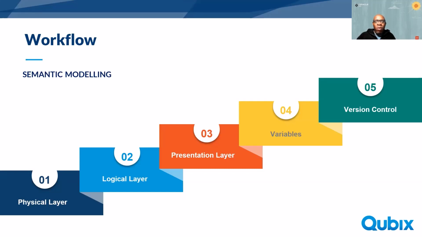Then the next step is to create your presentation layer, which is what your end users see. And just to give your users some flexibility, you can create variables which you can use to hold values which are available to end users at runtime. And I think, as we've touched on, there's also the version control option where you can integrate with Git and save your model into Git. That's optional, but I can't see why you wouldn't use Git to do your version control.